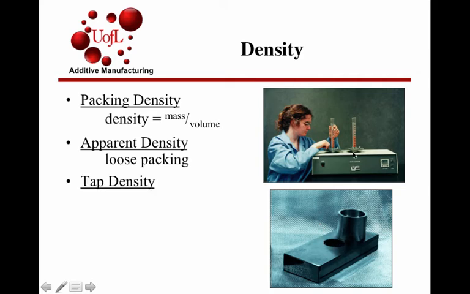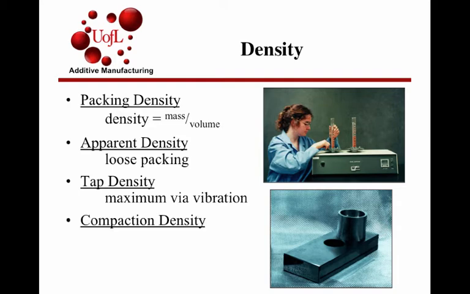In terms of tap density, by vibration, you start with a higher volume of powder, which then settles in and packs down to a limiting value. Compaction density actually pushes the powder down, depending upon the pressure.